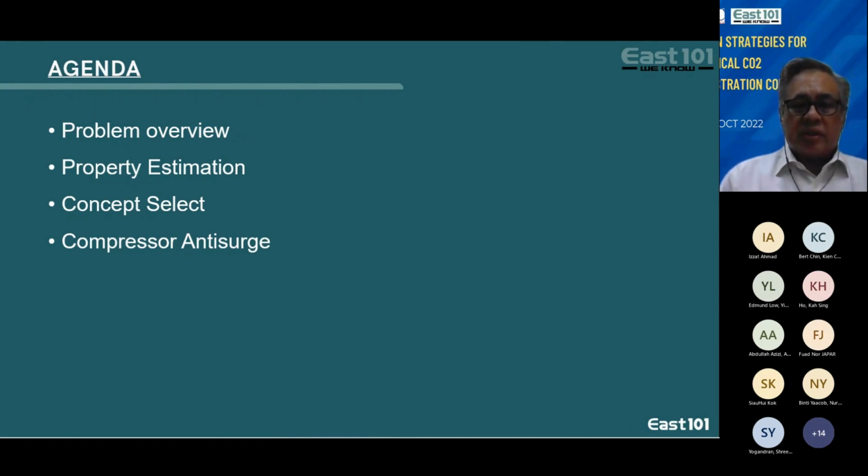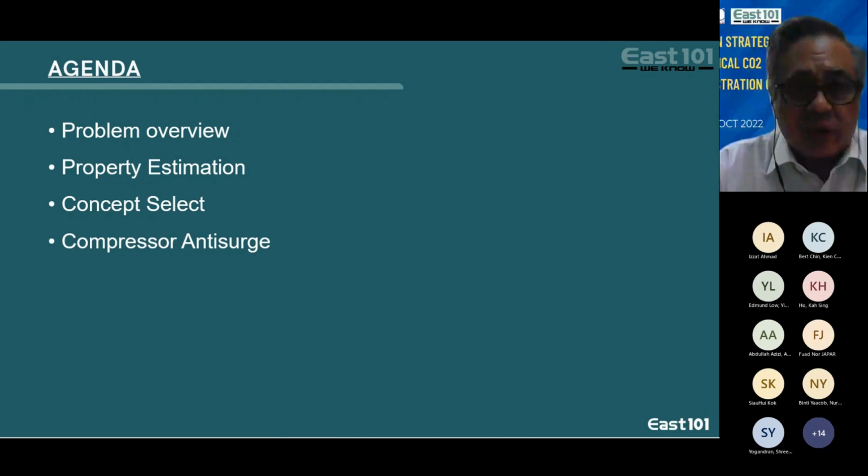So the first would be addressing the property estimation strategy, i.e. figuring out what sort of property package and what needed to be done with regards to the property package. Second, once you've got the property package defined, we took a look at different types of concept select for the compression process.